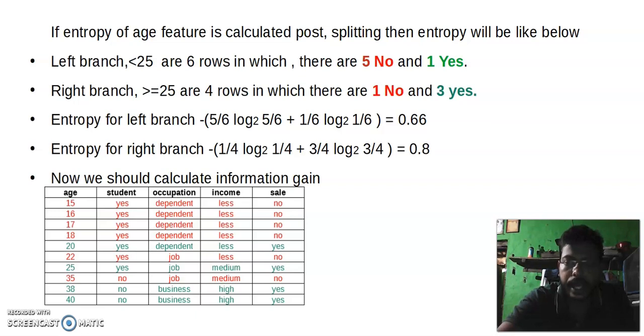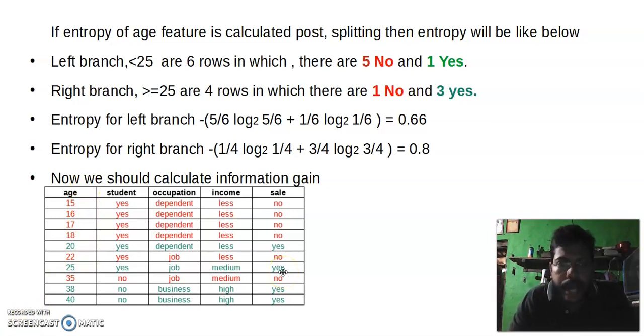And if age is split into two parts, in the left branch, which is less than 25, there are 6 rows in which there are 5 no and 1 yes. If you see here, the values go up to 22, so these are only 6 values.